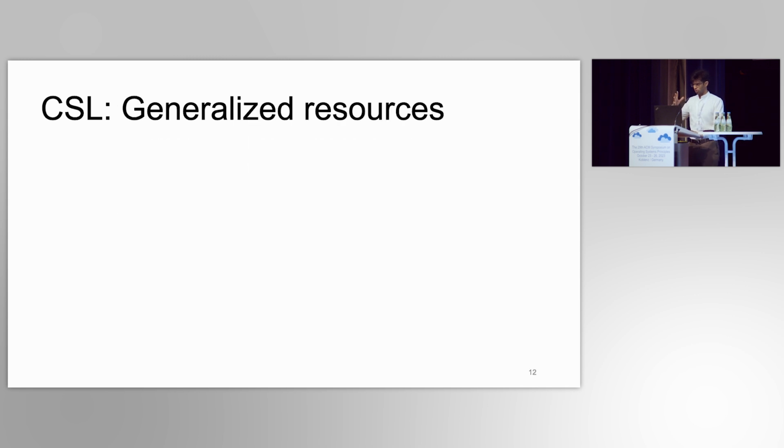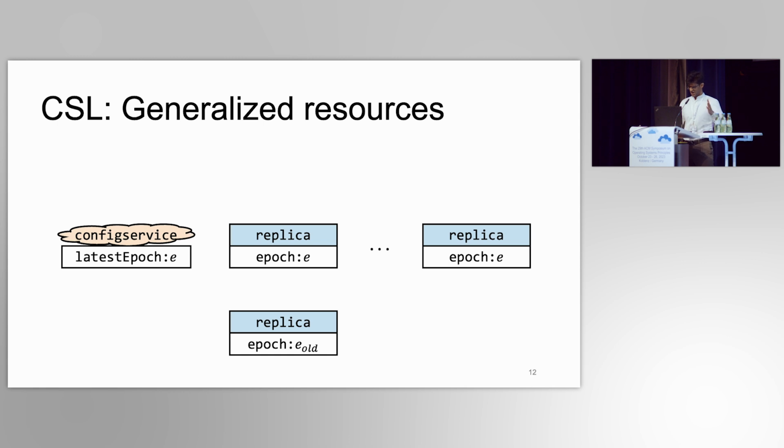The last important concept that we build on from concurrent separation logic is the idea of generalized, more general resources. And the idea with more general resources is that ownership doesn't have to be all or nothing, where you either own something or you don't, but can allow for different views on one piece of state. And to illustrate this, let's look in a bit more detail at how the key value system keeps track of configuration changes. The system uses monotonically increasing epoch numbers to keep track of what the latest configuration is and what configuration each server is in.